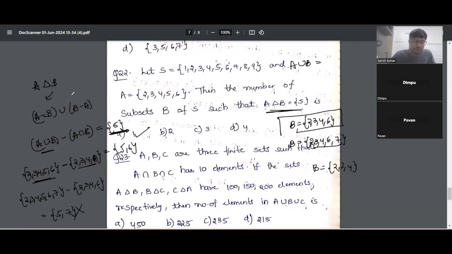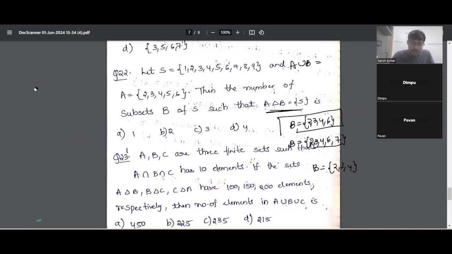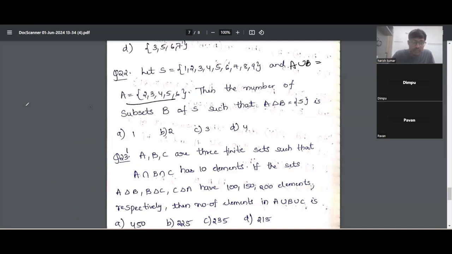Okay, so the question says we have to find the number of subsets of S, such that the condition is that A symmetric difference B must be a singleton set containing the element 5. So B is a subset of S, which contains 1, 2, 3, 4, 5, 6, 7, 8, 9. Now what is A symmetric difference B? It is A union B minus A intersection B.